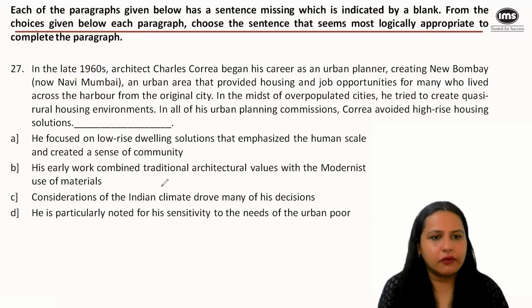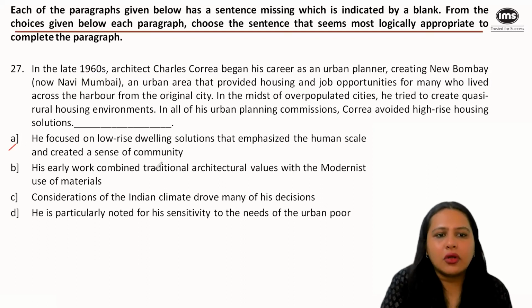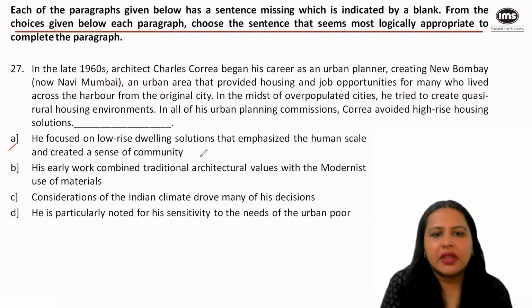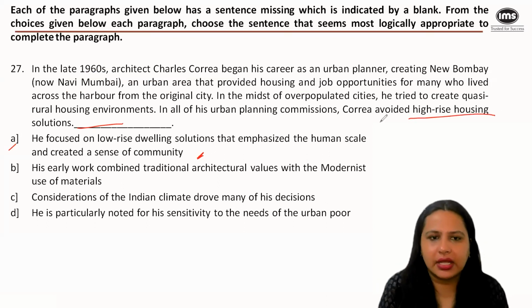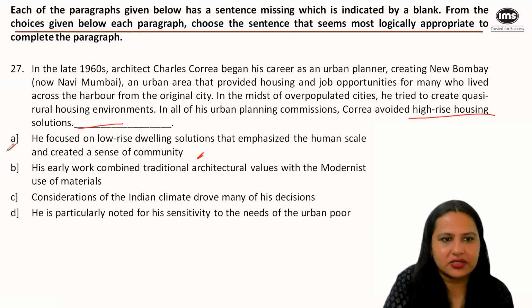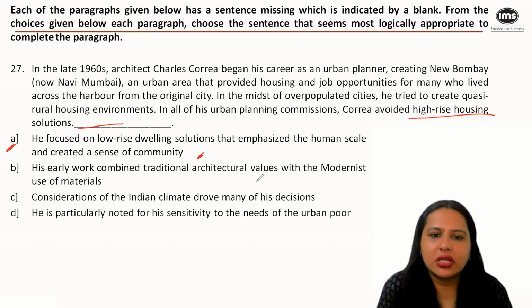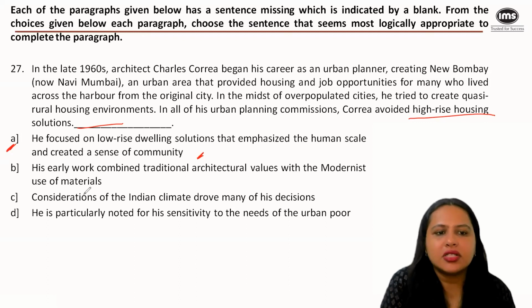Now we have to continue further. He focused on low-rise dwelling solutions that emphasized the human scale and created a sense of community. We can park this sentence because he's saying that he avoided high rise. If I'm avoiding high rise, then my focus will be on low rise. So let's park it. Next: his early work combined traditional architecture values and the modernist use of materials.